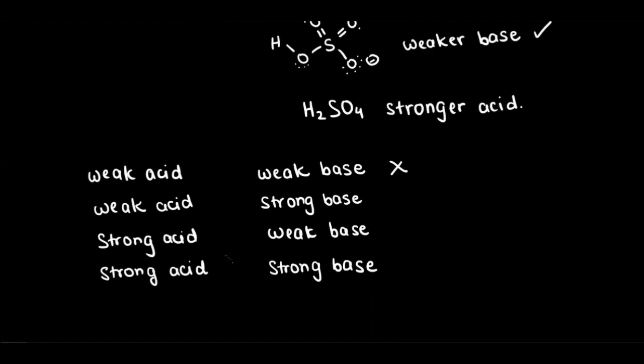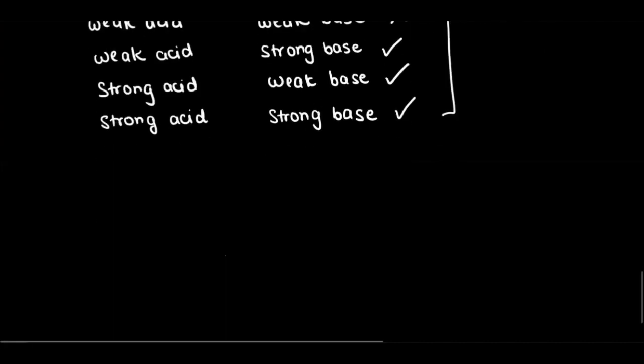Weak acid and strong base, yes, a reaction can occur because one of the two is strong. Strong acid and weak base, yes, it can occur. And strong acid and strong base, for sure it will occur. So these, though simple, will help you in many reactions. Now let's go over just one more reaction and then we will call it the day.